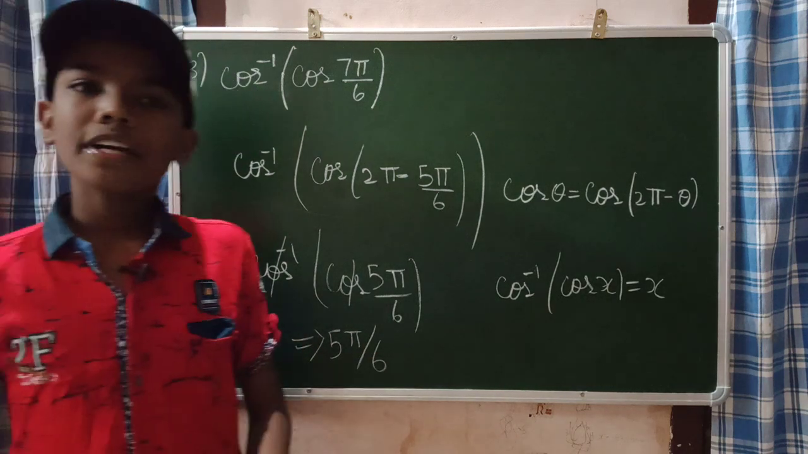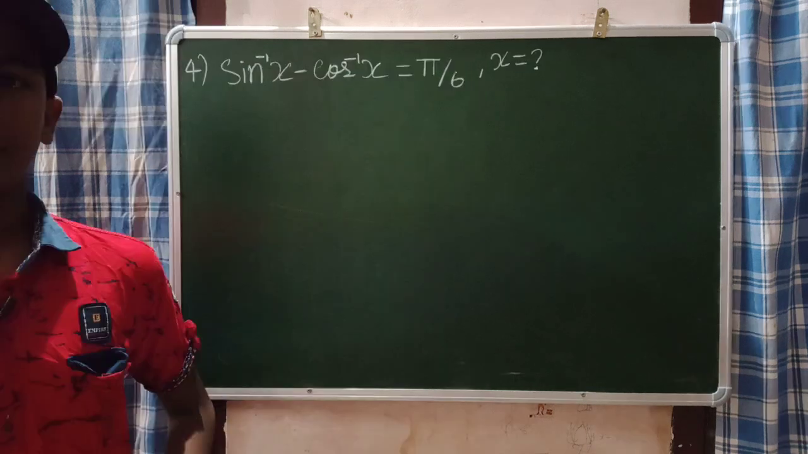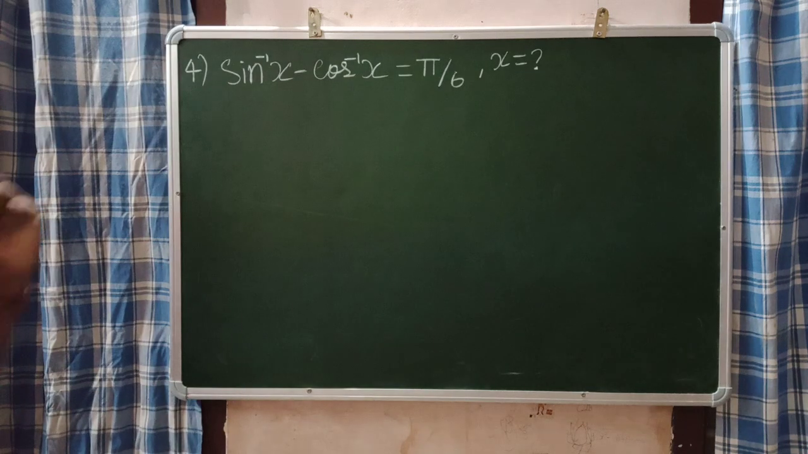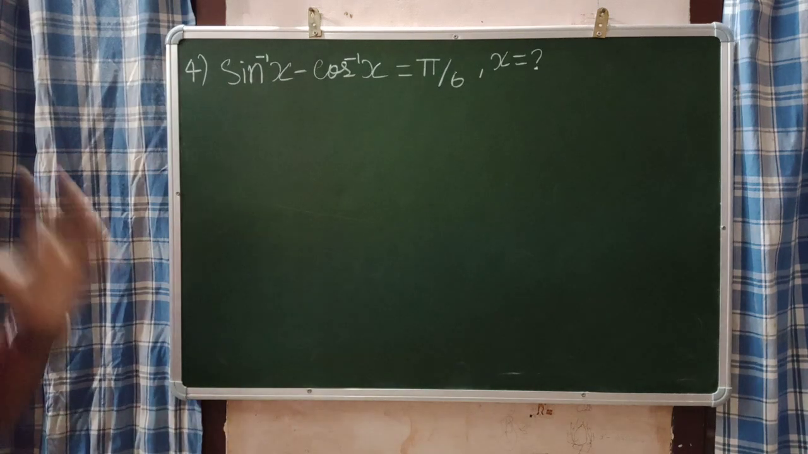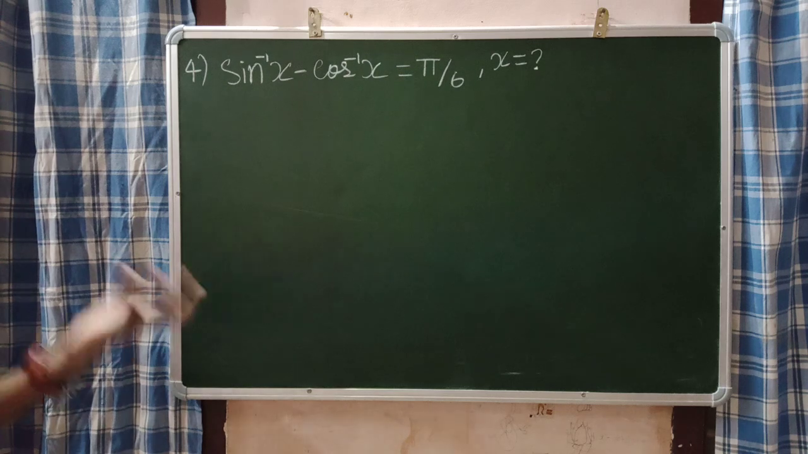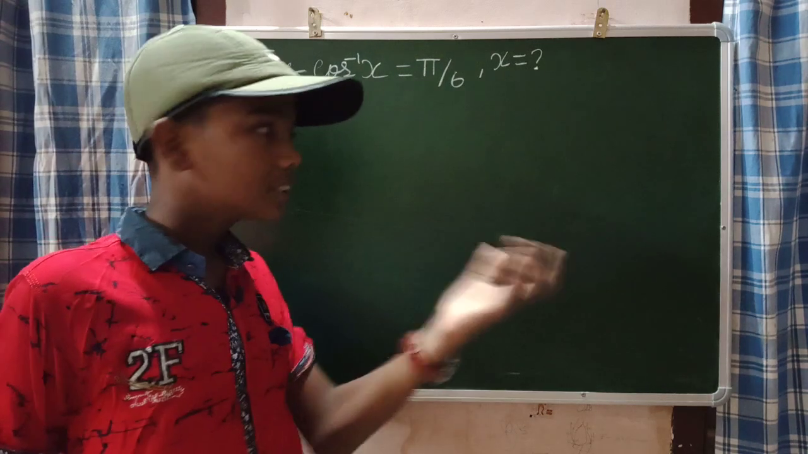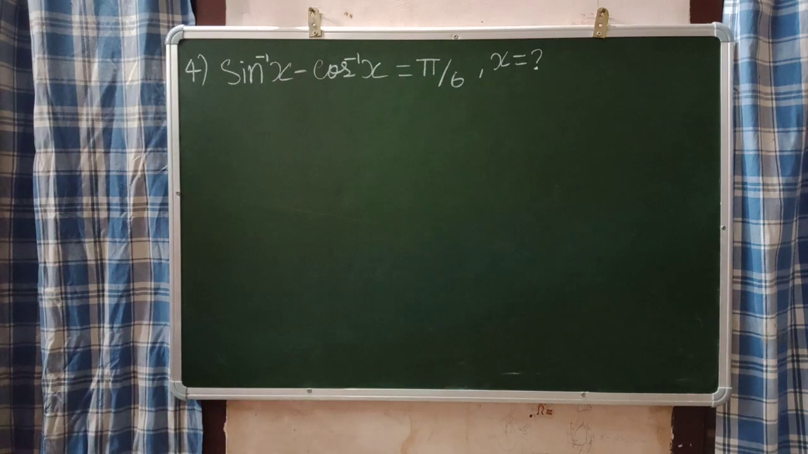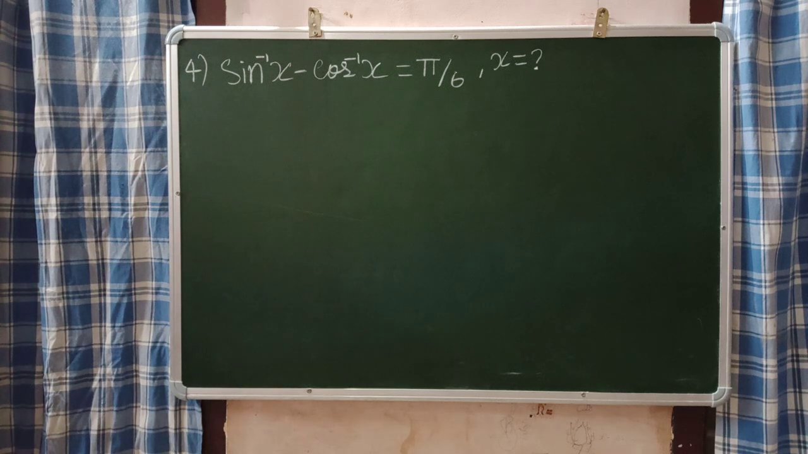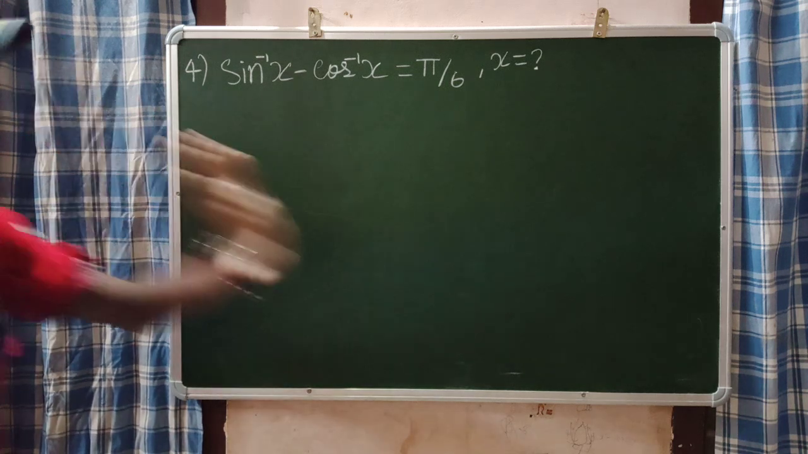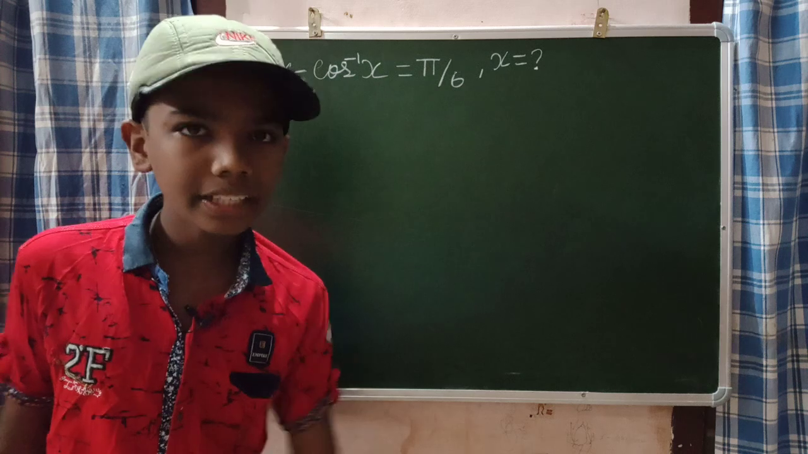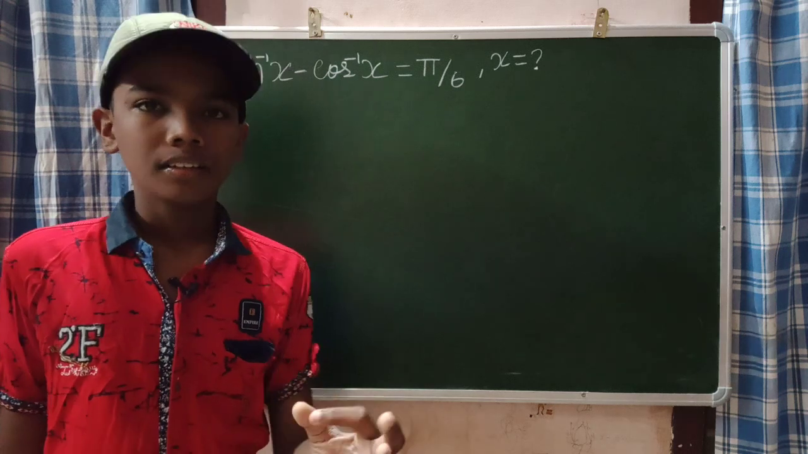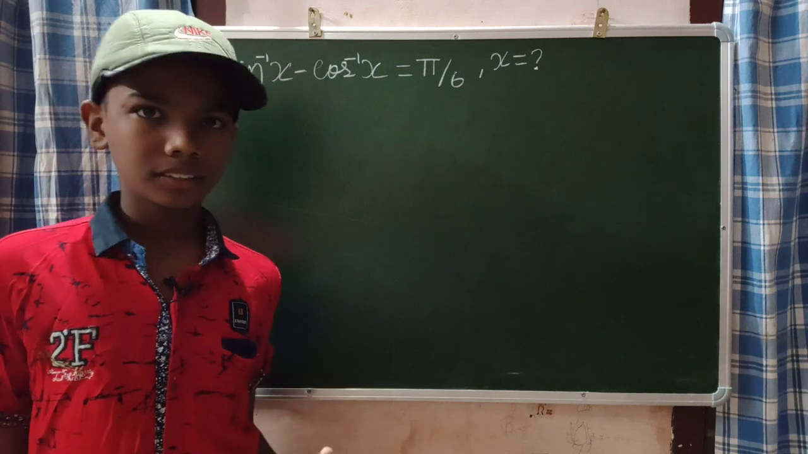So let us move on to our next question. Our next question is sin inverse of x minus cos inverse of x is equal to pi by 6. Then what will be the value of x? That's all for this question guys. I'm going to use the same formula, the same method which I used in the last 3 questions.